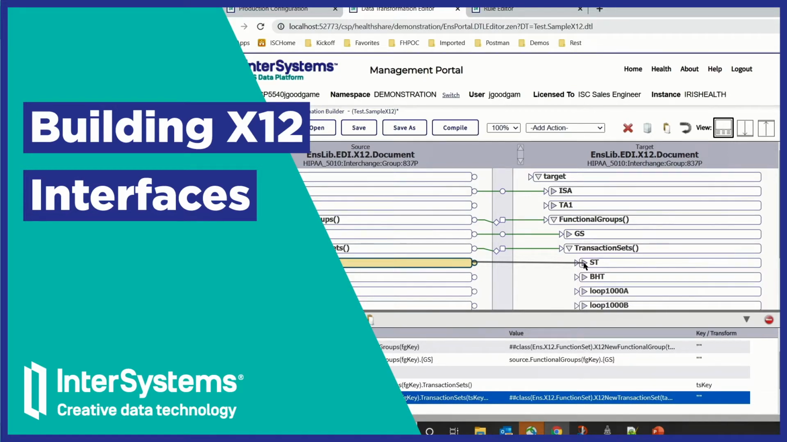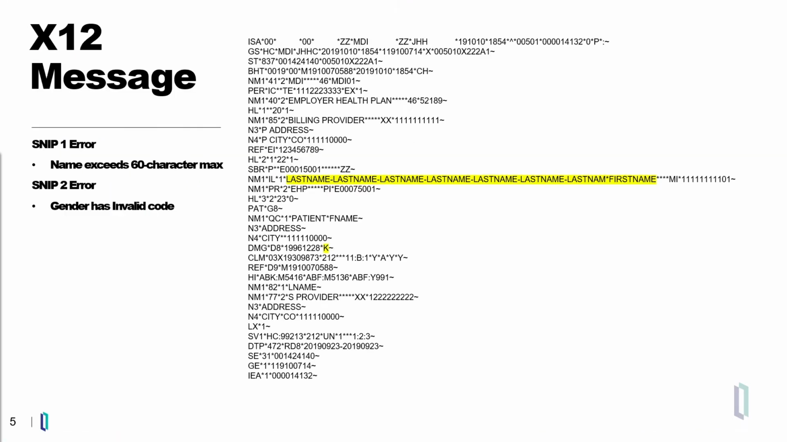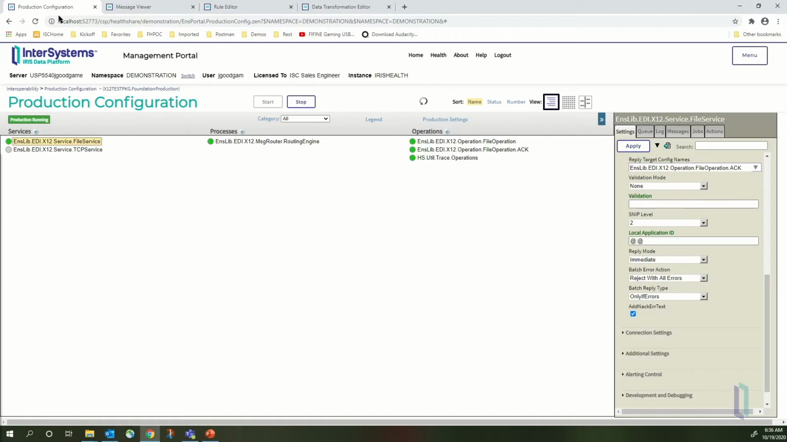This presentation is to demonstrate the use of X12 SNIP validation as well as creating a fully functional X12 mapping in a single DTL. We'll be processing the same X12 message for both of the SNIP validation tests. This message has two errors in it. The name field is too long and the gender field is the letter K and is not a valid code.